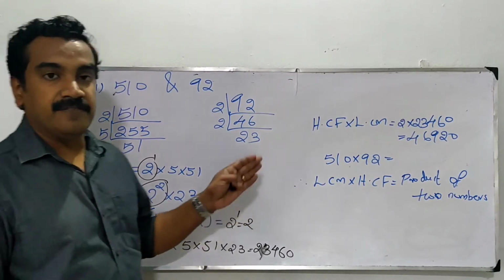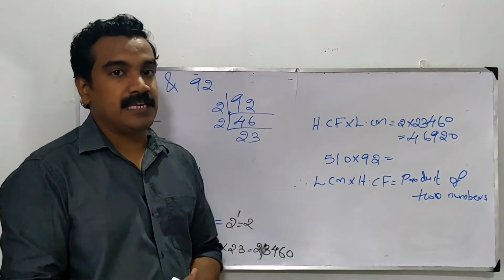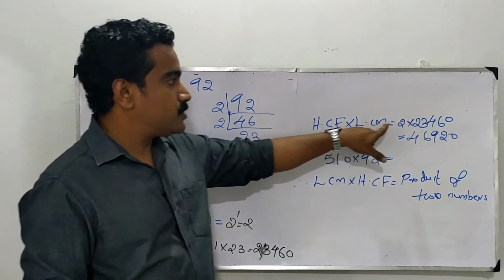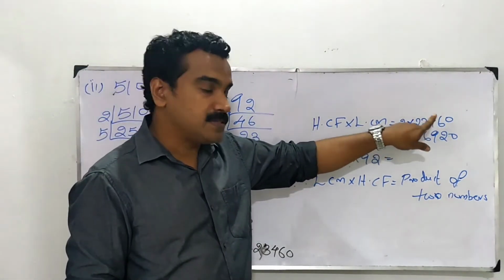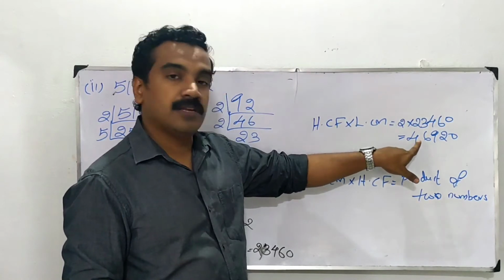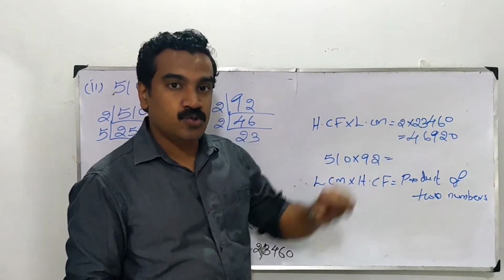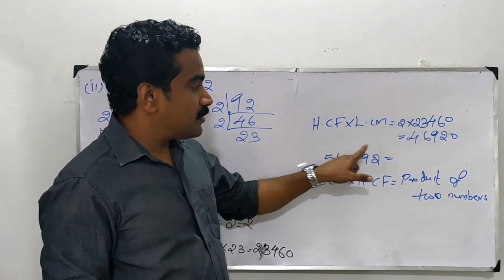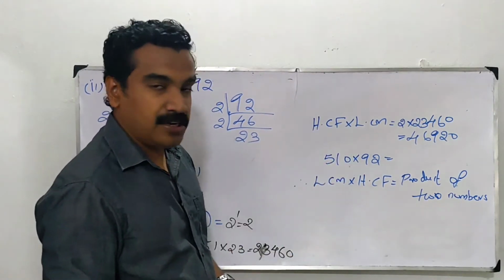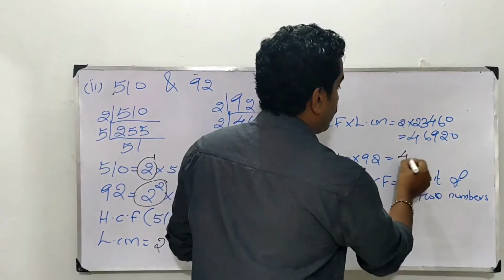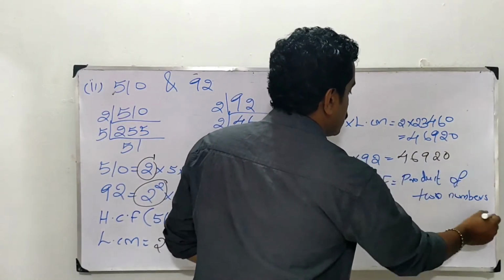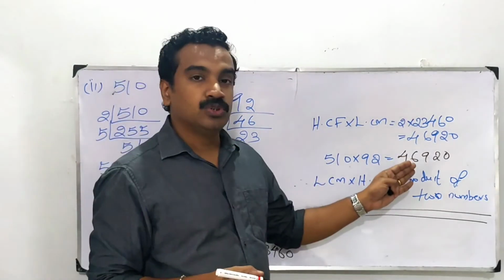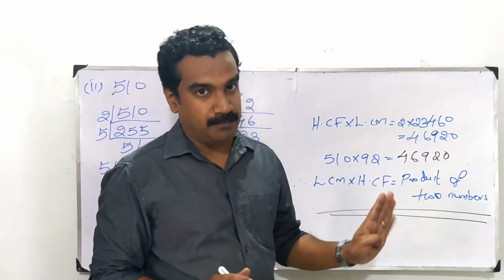Then we want to verify whether the HCF into LCM is the product of two numbers. So what is HCF into LCM? HCF is 2 and LCM is 23460. So 2 into 23460 is 46920. And then the given numbers product, 510 into 92. What is 510 into 92? You will get the same value, that is 46920. So we can conclude that LCM into SCF is equal to product of two numbers.